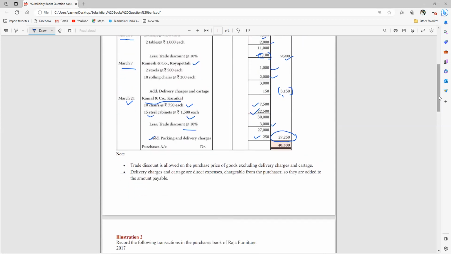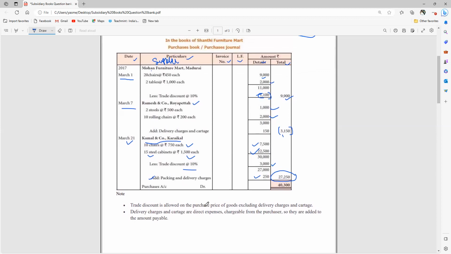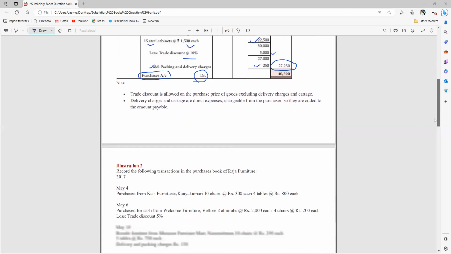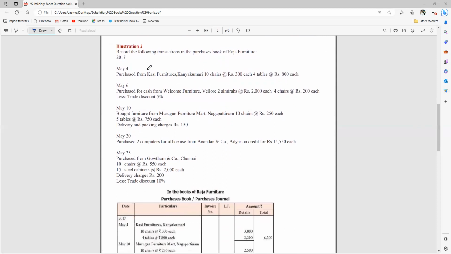Okay, next, this is about the problem, and you can see the total of this. The total of this is 40,300, which will be recorded on the debit side of the purchase account, if we are preparing the journals and ledgers from this purchase book. The note relating to this, which I have already explained, has been given here. Apart from that, now we will go to problem 2. Here, record the following transactions in the purchase book of Raja Furniture. Again, this is a furniture company.